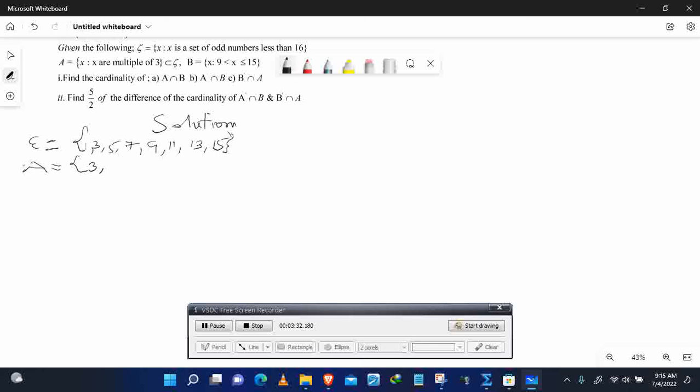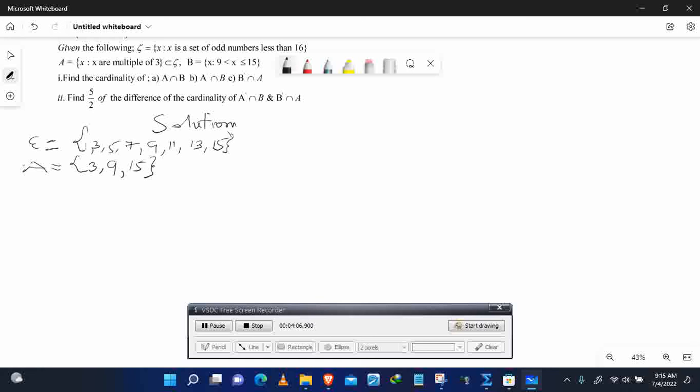So we know 3 times 3 is 9, and 9 is part of the universal set, so we write that here. Next, 3 times 4 is 12, and 12 is not an element of the universal set, so we're not going to write that. The next thing is we know 3 times 5 is 15, and 15 happens to be an element of the universal set, so we write that.